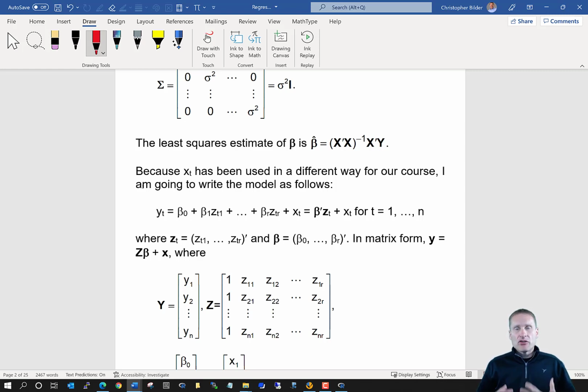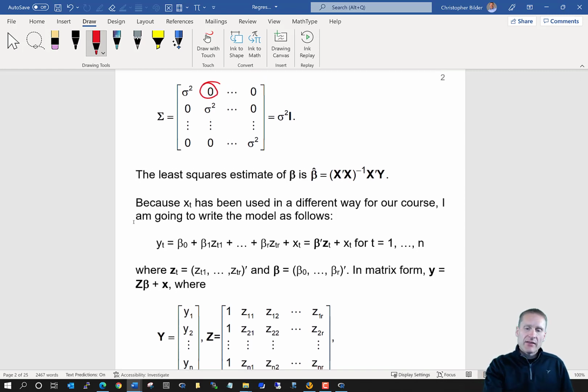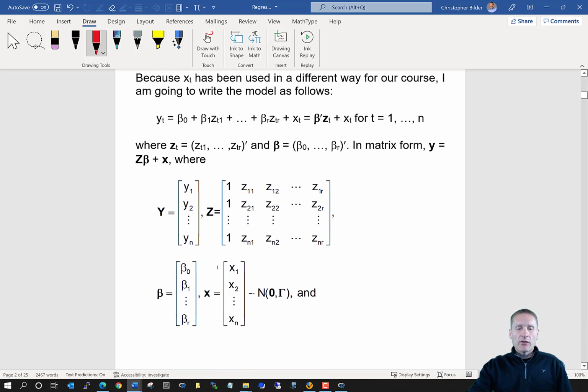Now, how are we going to change things once we allow for dependence amongst our error terms? So in other words, instead of having zeros here in the off-diagonal elements, we will have potentially non-zero values. So this is what our model is going to look like. In terms of our notation, we have our response variable y sub t. We again have these regression parameters beta 0 through beta sub r. Now our explanatory variables, or independent variables, that we're going to have with our model are going to be denoted as z sub 1 through z sub r.